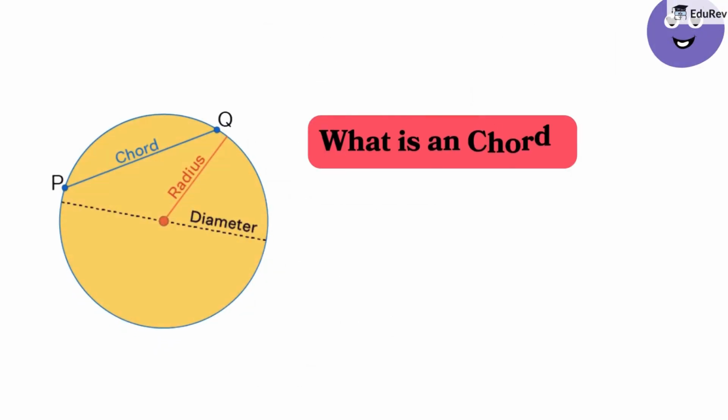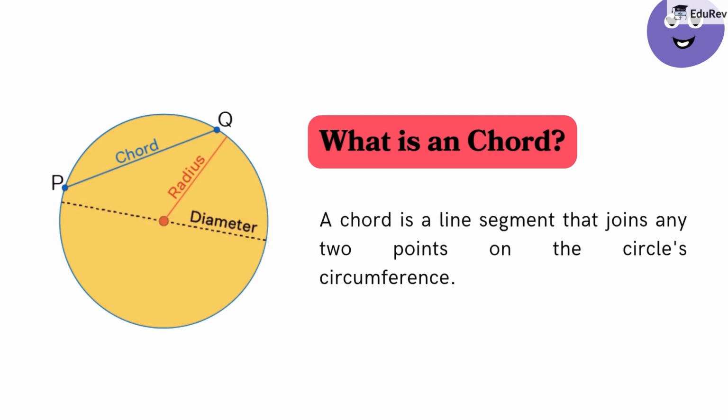Moving on, let's learn about chords. A chord is a line segment that joins any 2 points on the circle's circumference. This means it cuts across the circle, connecting 2 points on the edge.